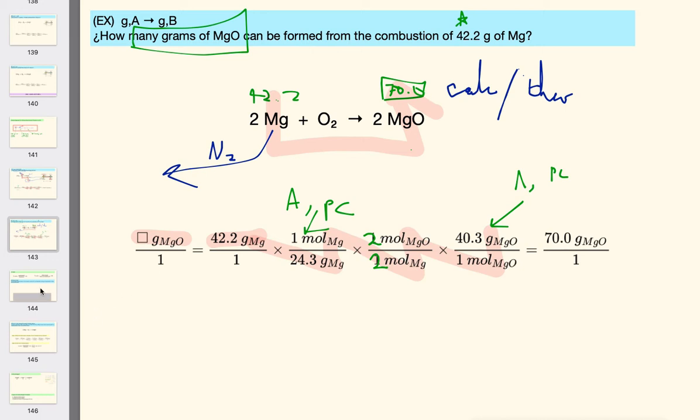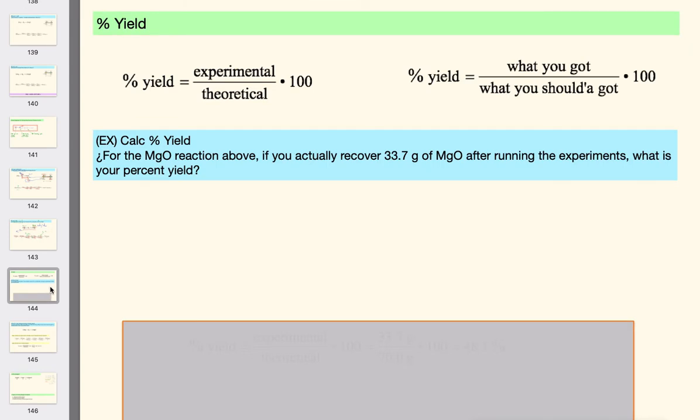So let's take an example in the real world of where we run this very reaction and we don't actually get 70 grams. We find out when we go to our lab and run our experiment, we only recovered 33.7 grams. How did we do? Well, that's called yield.